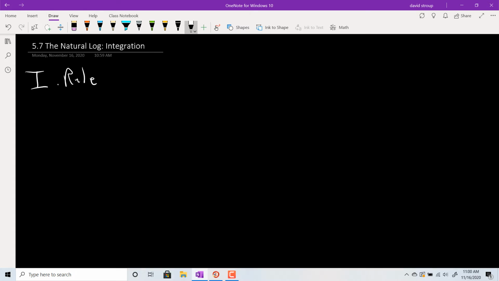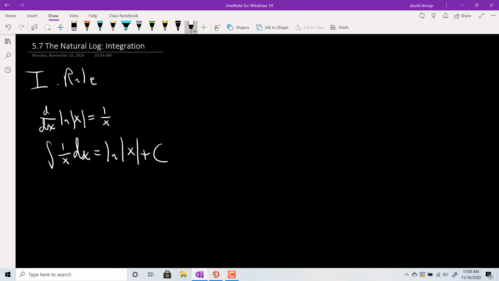Well, before, of course, you know the derivative with respect to x of the natural log of x. And in particular, you could also play with the absolute value of x inside the natural log. The derivative of that thing is 1 over x. So that implies that the integral of 1 over x dx is equal to the natural log of the absolute value of x plus c. Okay, and we always need that absolute value symbol in there.